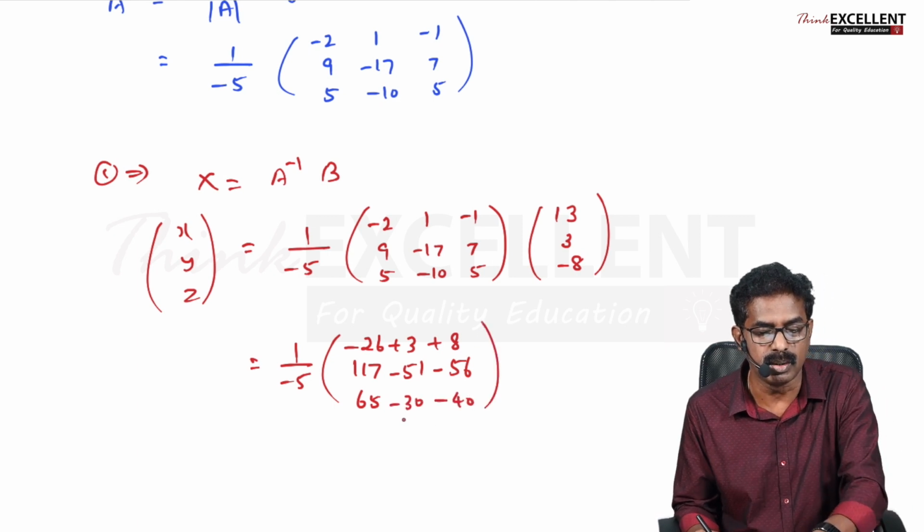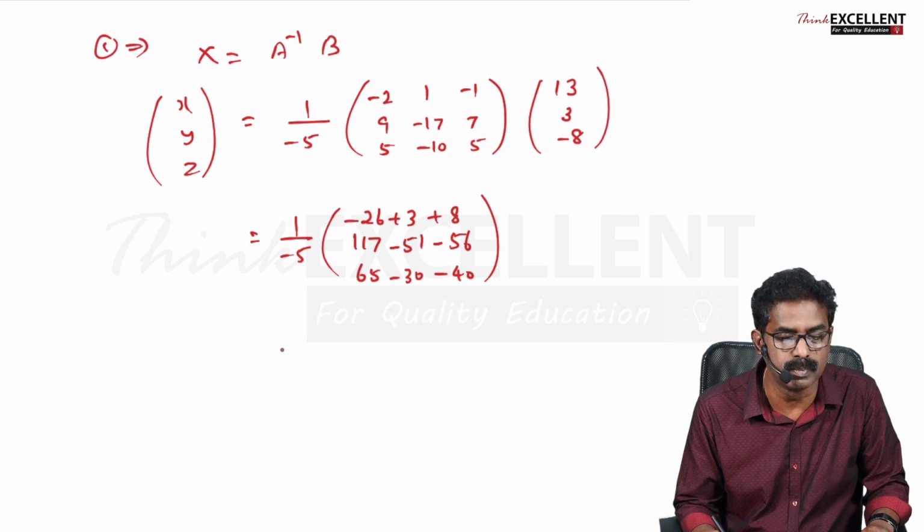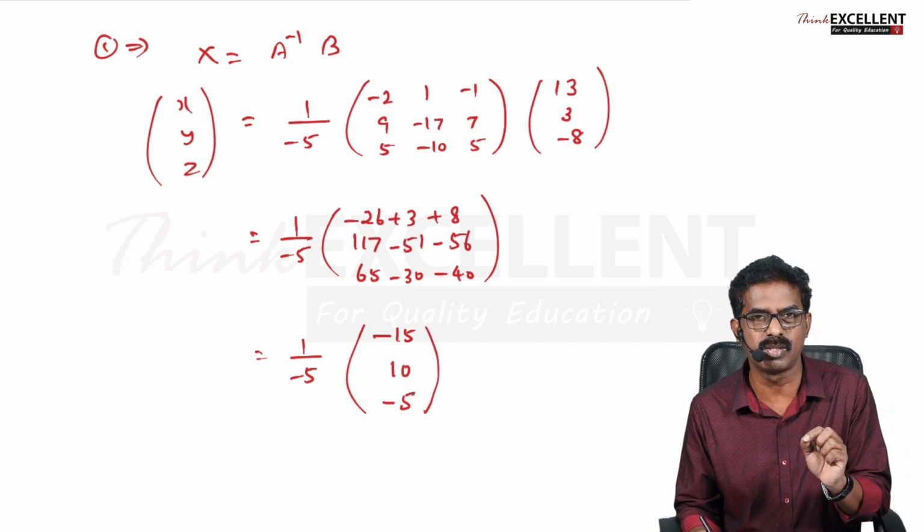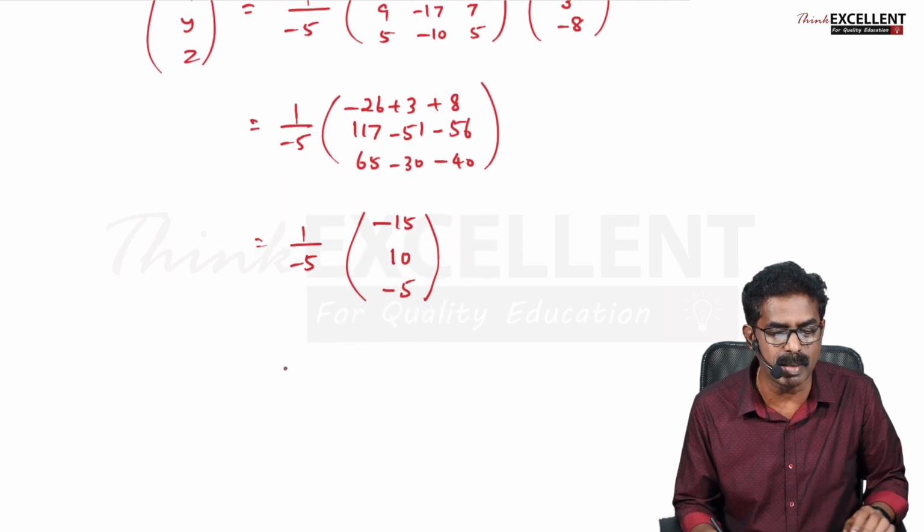5 and 8. So that is 1 by minus 5 into. See what you're getting? 8 plus 3, 11. You subtract here, you will get minus 15. Here you are getting 107. If you subtract, you will get 10, right? Next you are getting minus 70. Minus 70 plus 65 is minus 5. So everything you can divide, right? So even if there is a small mistake you can find it out. So now divide everything by minus 5.